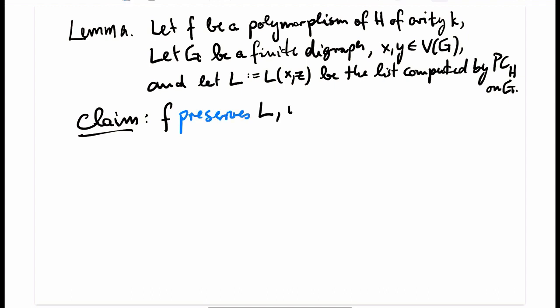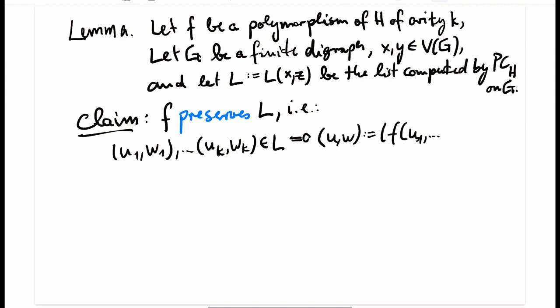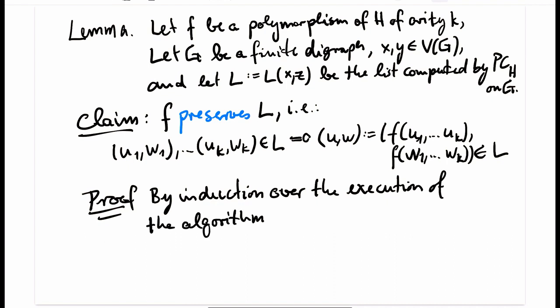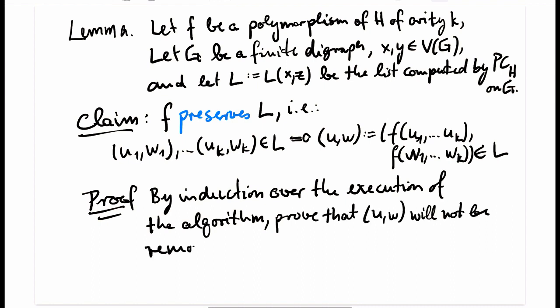If (u1, w1), (u2, w2), and so on until (uk, wk) are pairs in L, then the pair (u, w), formed by applying f to the start points of the edges u1 up to uk, and by applying f to the endpoints of the edges w1 up to wk, this pair (u, w) is again in L. To prove this statement, we show by induction over the execution of the algorithm that the pair (u, w) is never removed from L of xz.